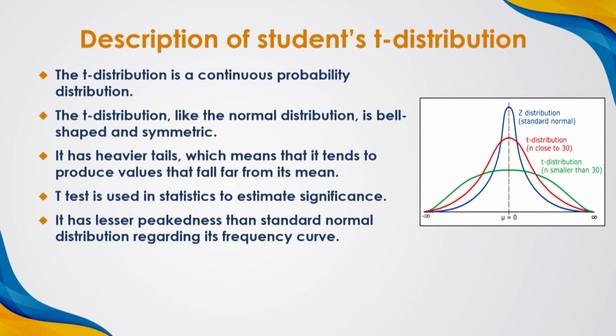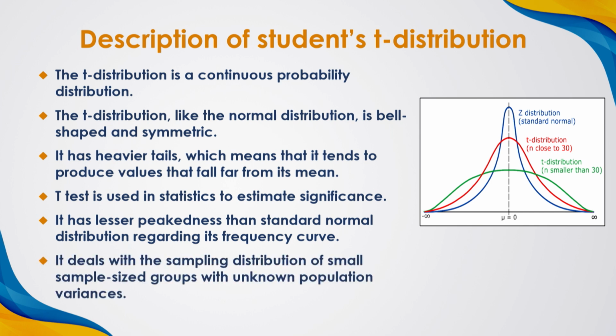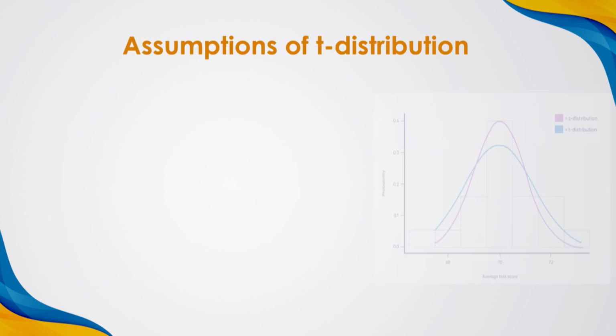If you observe, the blue colored curve is the Z distribution, and the t distribution is the red colored one. It is flatter than the normal distribution. It deals with the sampling distribution of small samples with unknown population variances.